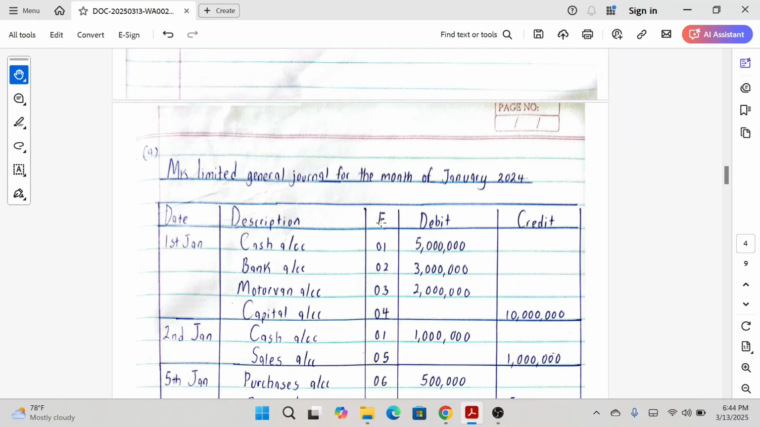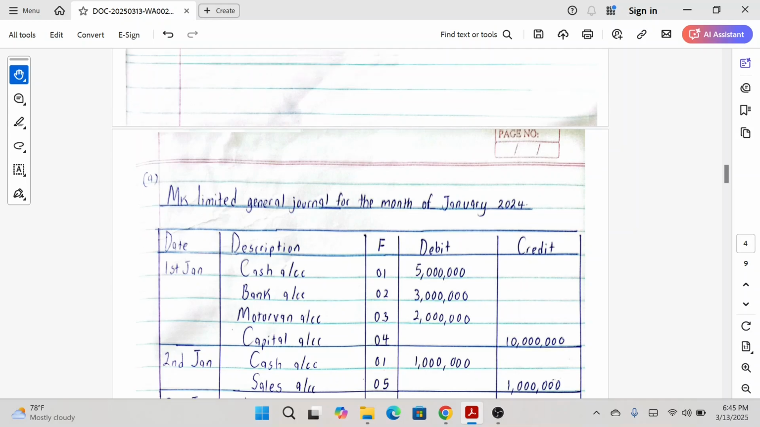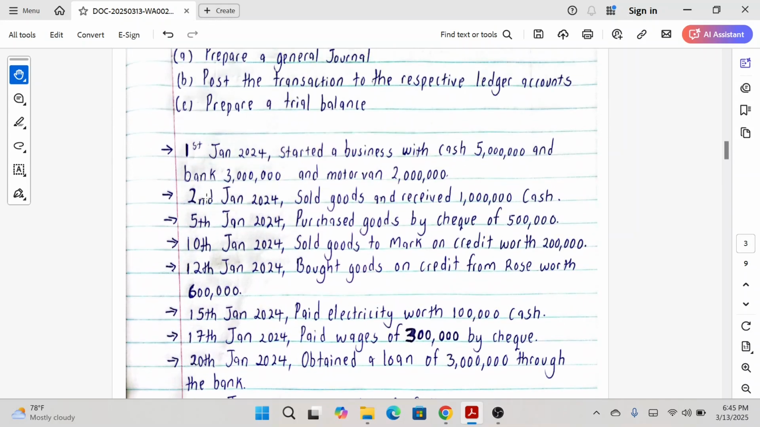Another thing I want you to know is that this folio number will always tell you the number of T accounts or ledger accounts you're going to draw. If you say 4 here, that means you're going to draw 4 T accounts: the first one of cash, the second one of bank, the third one of motor vehicle, and the fourth one of capital. Having known that, we go to the second statement.